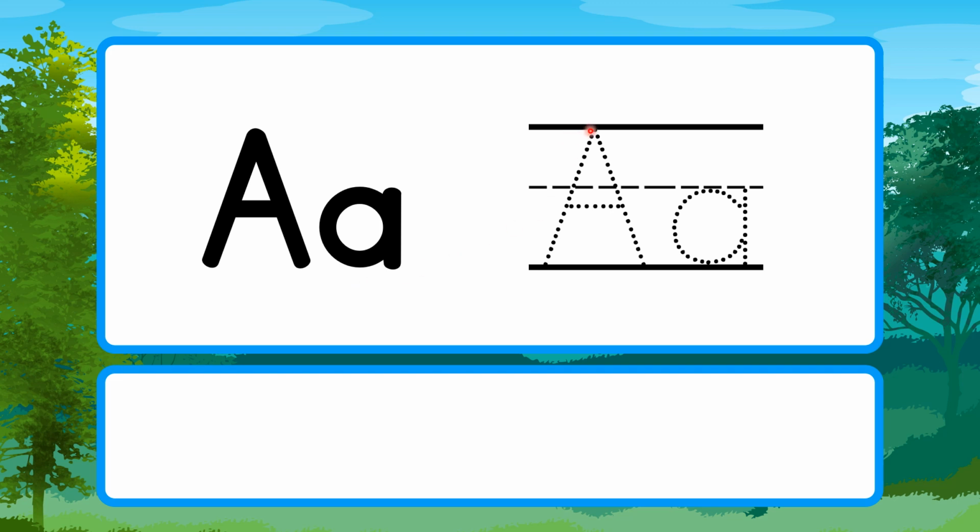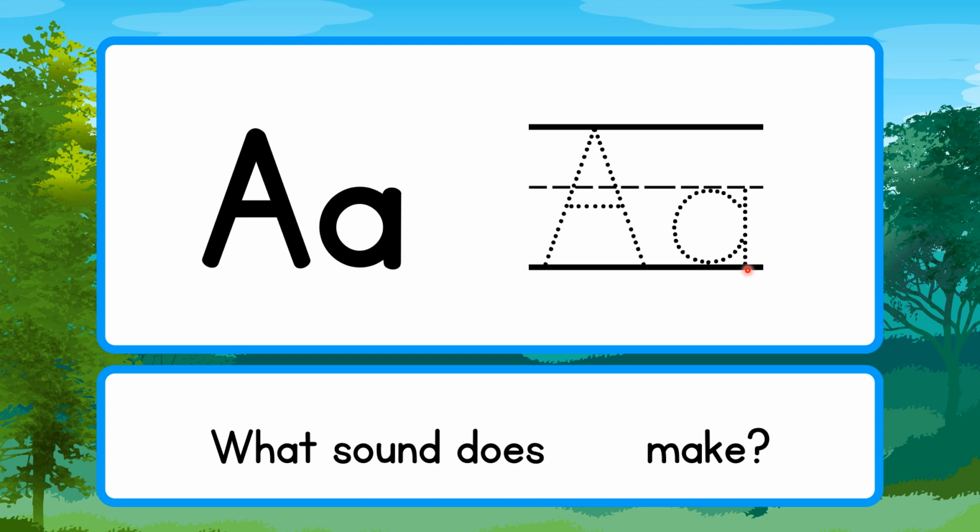Start here. 1, 2, 3. Small letter A, start here. Make a curve. 1, then 2. What sound does A make? Letter A says A. A.